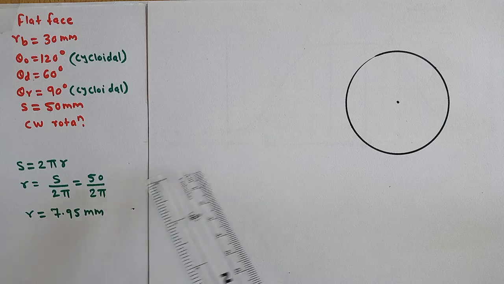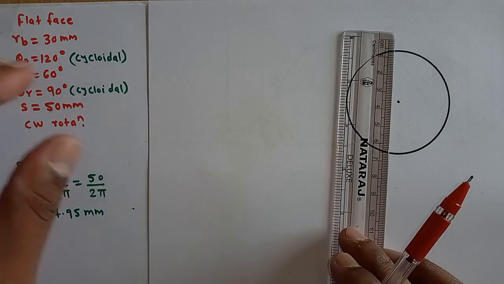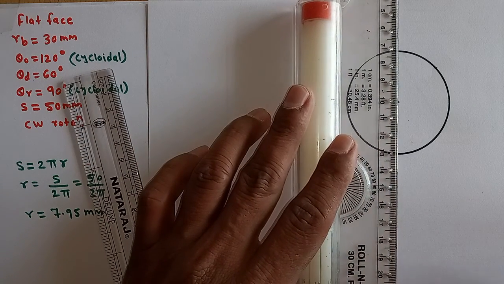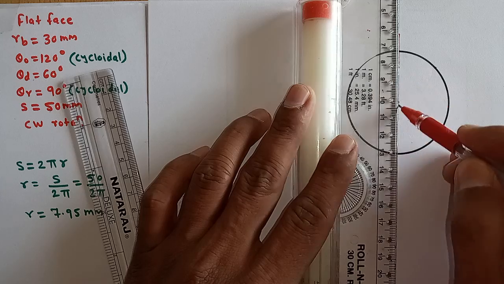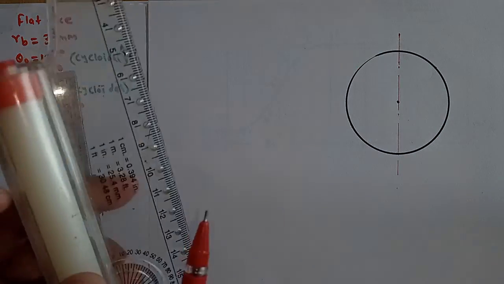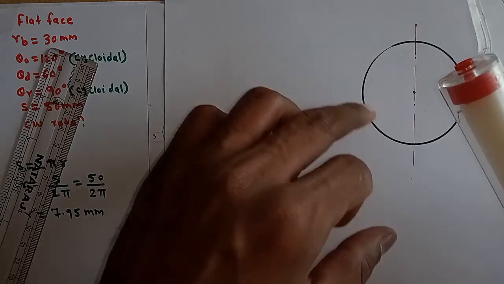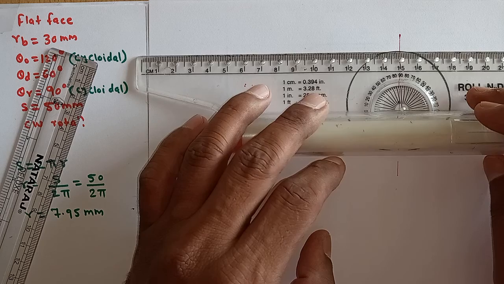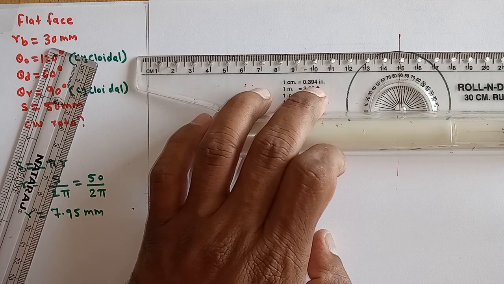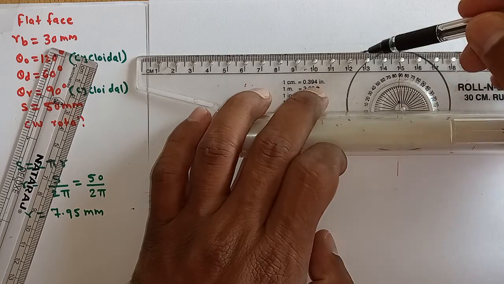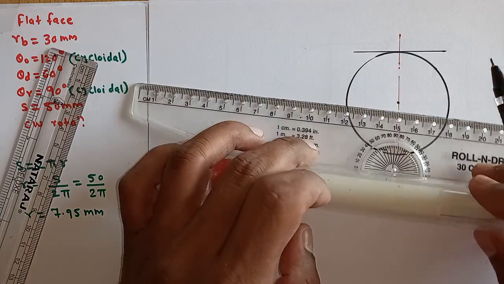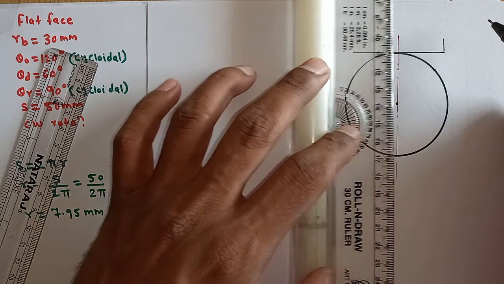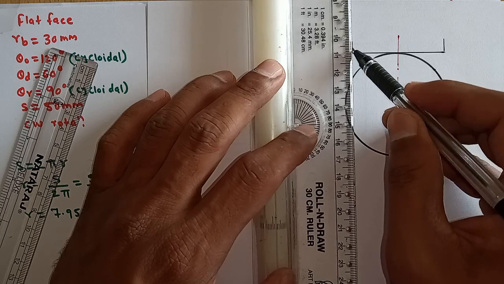So this is the base circle of the cam with radius of 30 millimeters. Now the follower is radial follower, so I will draw the follower along the vertical axis. So this is the flat face of the follower which is in contact with the cam profile at the lowermost position.